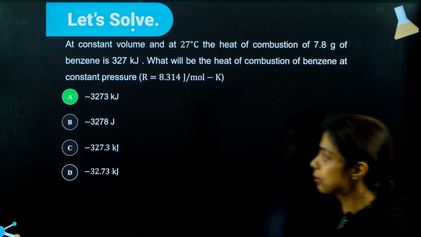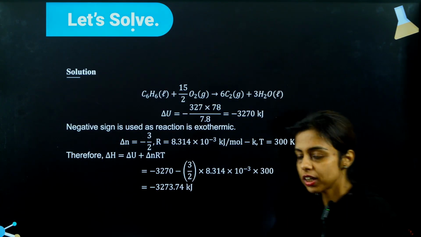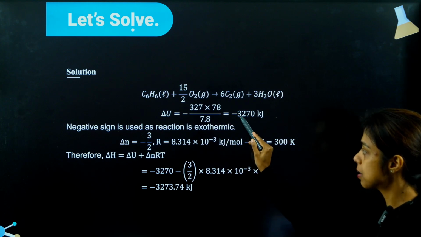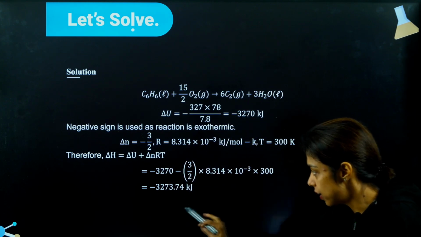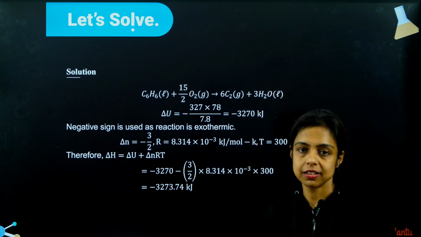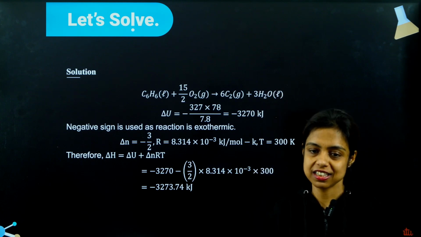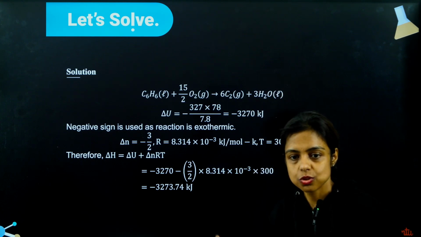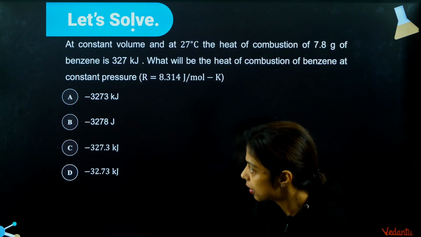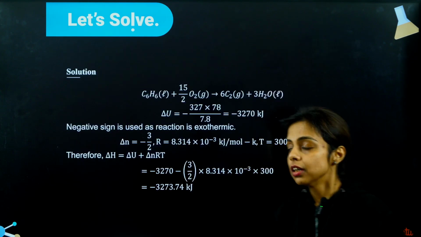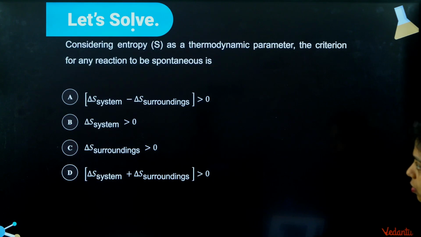सो द आंसर विल कम आउट टू बी A. You can check here, delta U for 1 mole is -2370 kilojoules. And of course, putting the values in the equation, you'll get your answer. Just be careful with the units. That's it. Right? So the answer you'll mark here. That is A part. Got it? Okay, guys, let's move on to the next question.